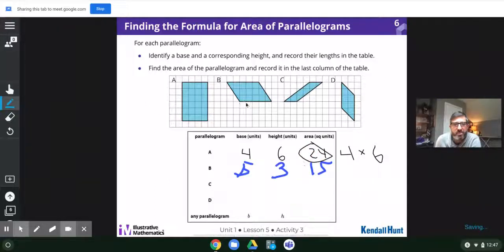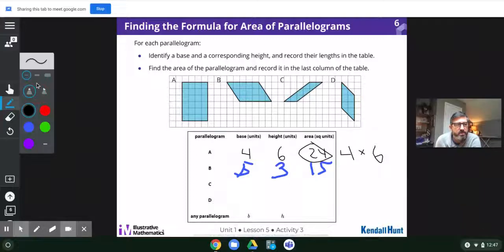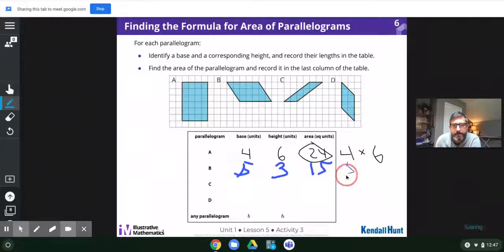All right, what about B here? We said that the base was 5. 1, 2, 3, 4, 5. And then we found the height, 1, 2, and 3. So, we know that the area is 15. Well, what is 5 times 3? Well, we know that that's 15.